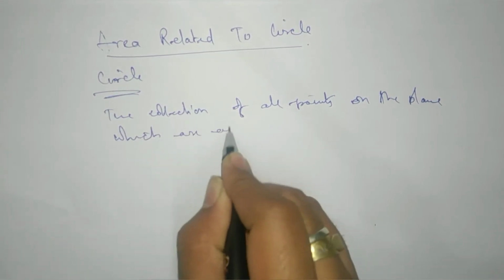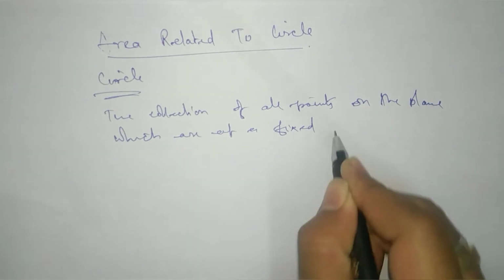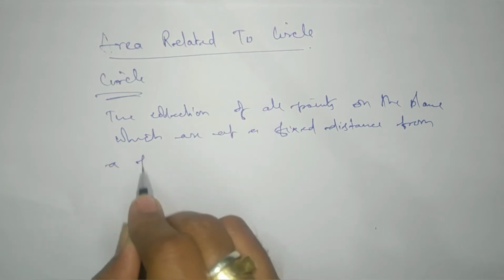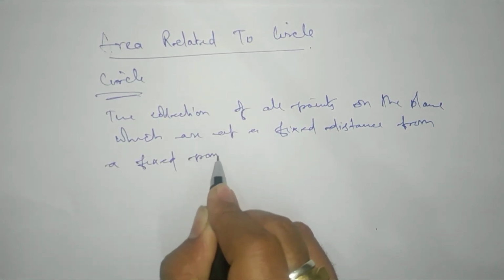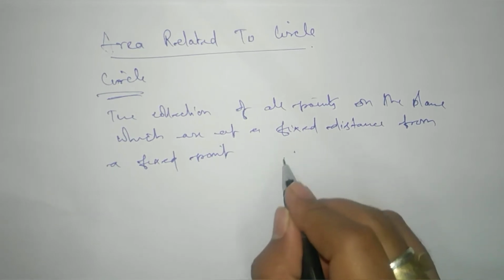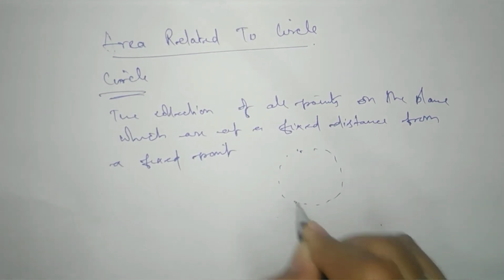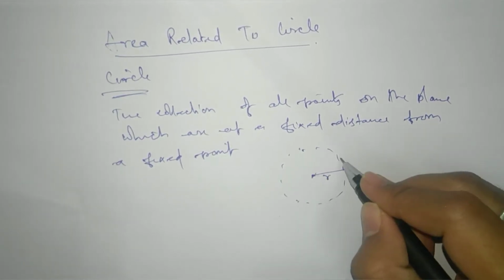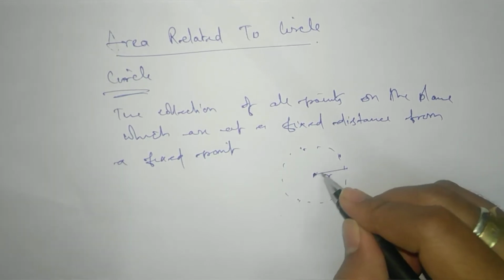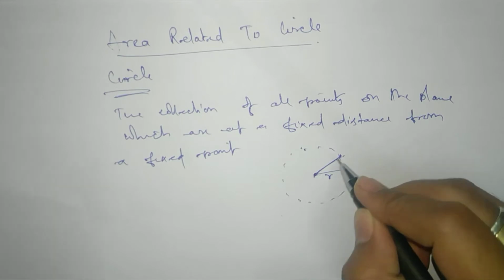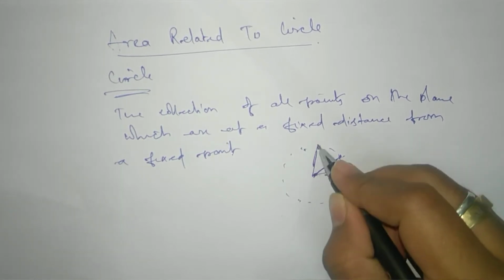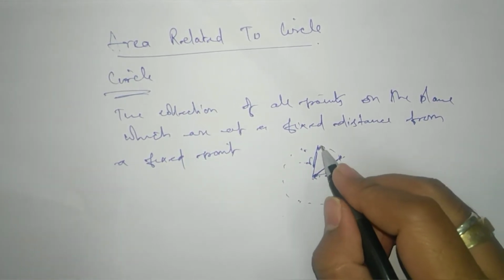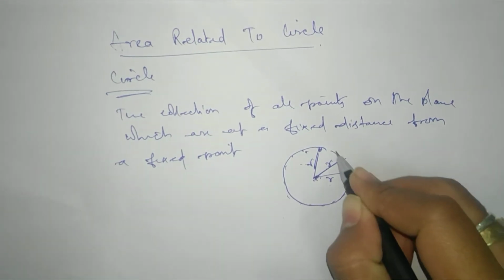That means if we take a collection of points which are at a fixed distance, like this is your fixed distance from a fixed point. If I take one point and this is your fixed point, and if we measure the line segment, you will get r. If we take this point, measure it, you will get r. That means you get a fixed value from the fixed point. Then this collection of points we call a circle.